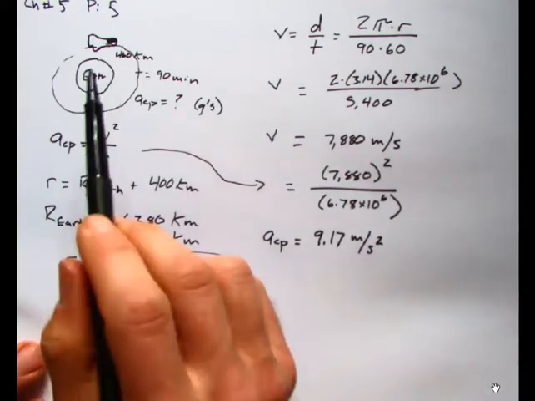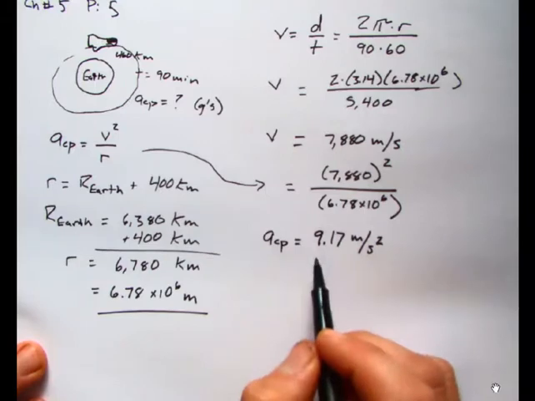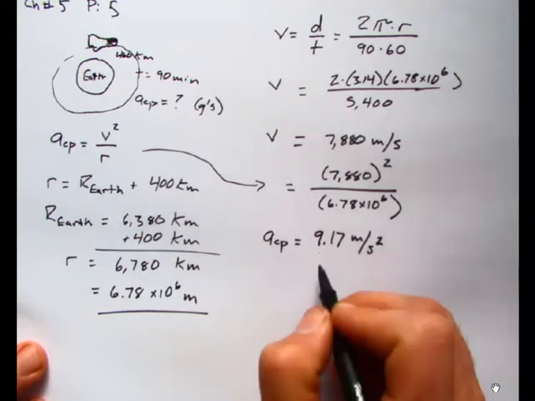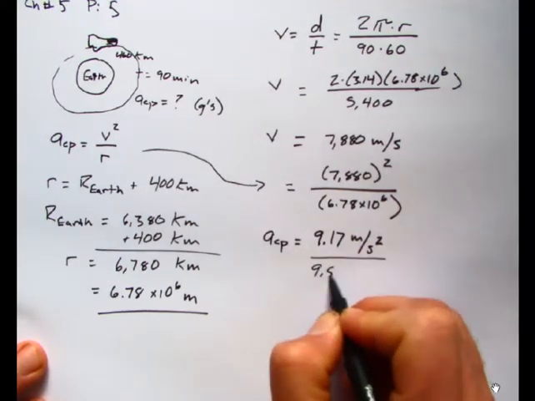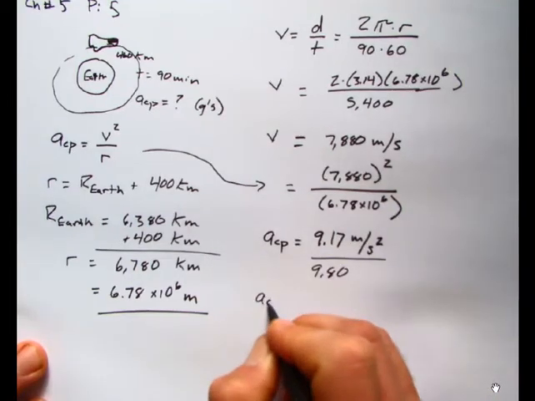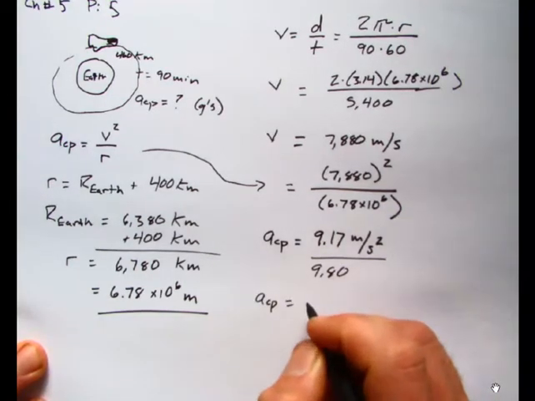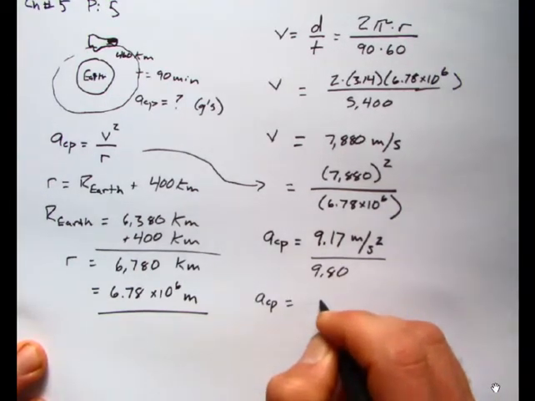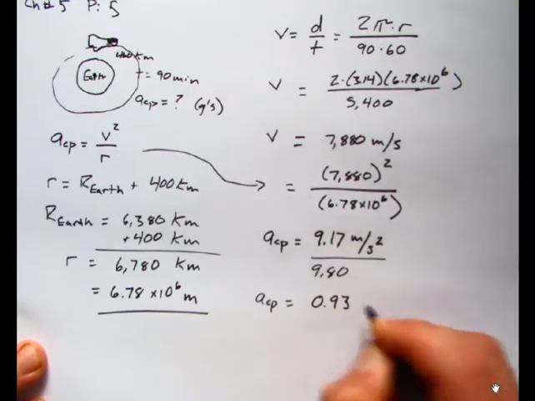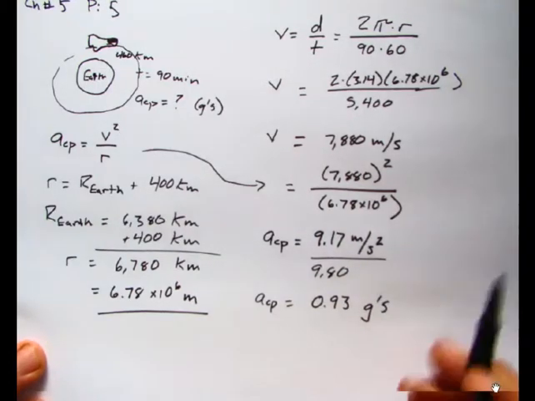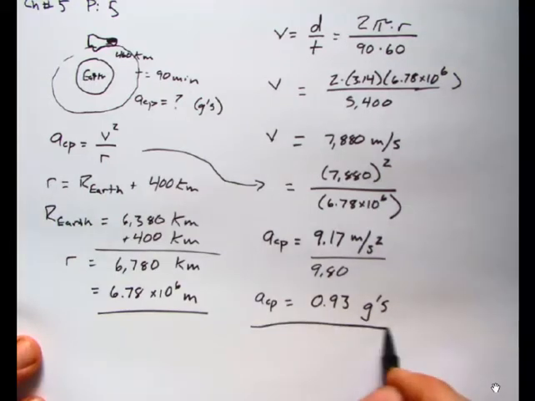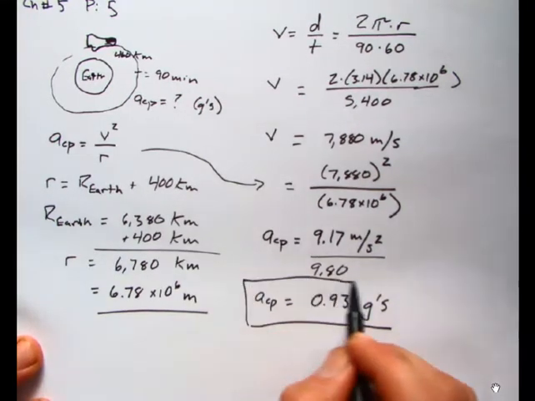Wow, that's not very much, huh? You're talking about space shuttles, you're kind of maybe expecting a big number. As a matter of fact, if we divide that by 9.80, we get that the centripetal acceleration is only about 0.93 G's, meaning the acceleration is 0.9 of the Earth's acceleration.